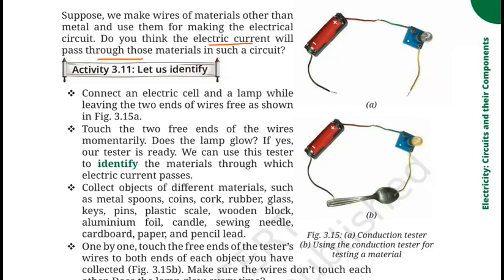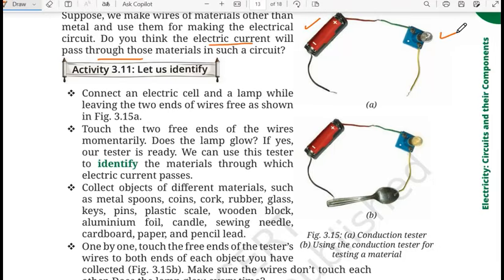All right, so here we have a setup. We have an electric cell, a bulb, and a loose point. In this loose point, we are using a conduction tester. Here you can see that they have put a spoon. A spoon is a metal and it allows current to flow through it, so you will see that current flows and the bulb glows.